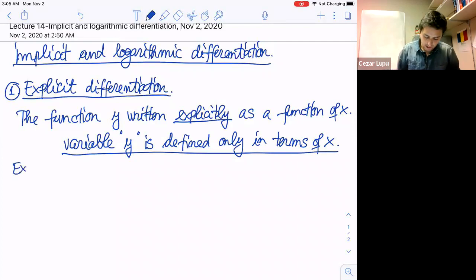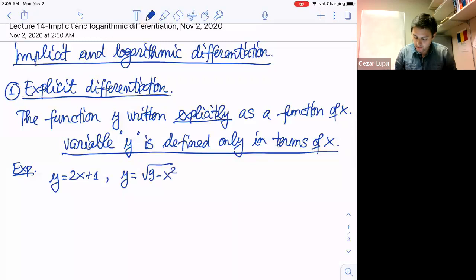For example, let me give you some examples here. We can write y, defined only in terms of x, as we have said previously. For example, let's say y is 2x plus 1, or another example could be y with square root of 9 minus x squared, as you can see, is defined in terms of x. Or for example, you can say y to be, let's cook up something, a polynomial: 5x cubed plus 2x squared minus 7. These are some examples of functions y in terms of variable x.